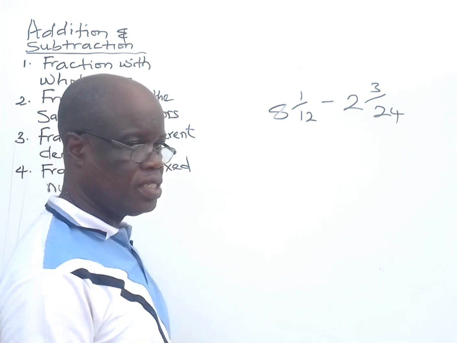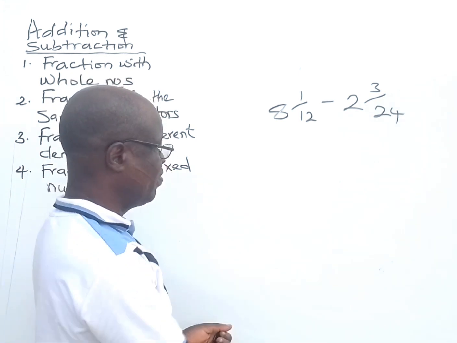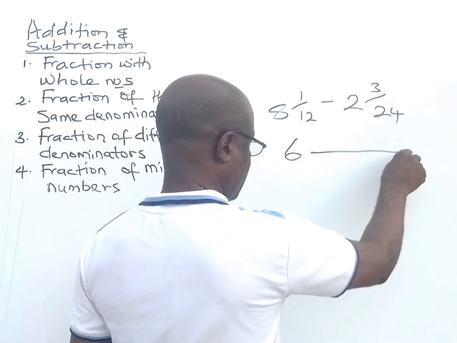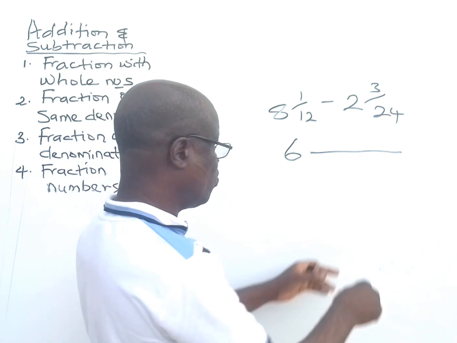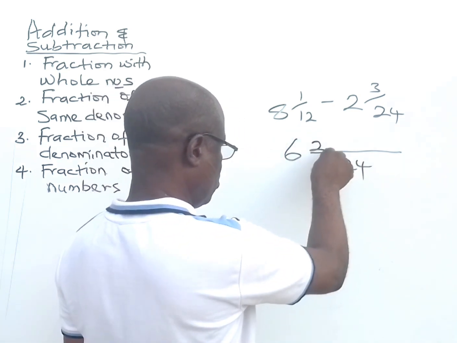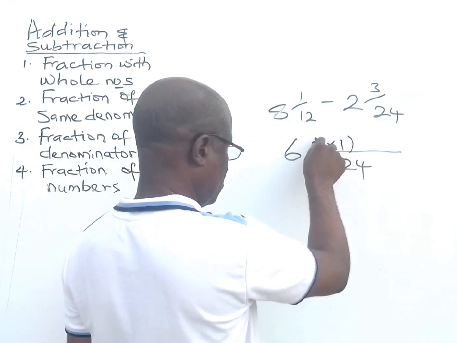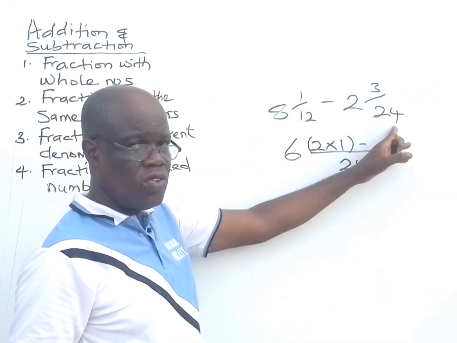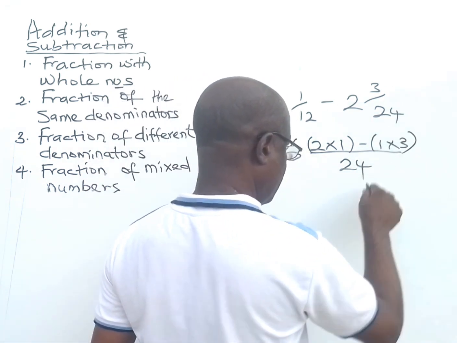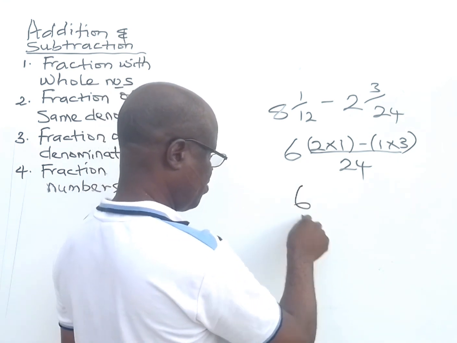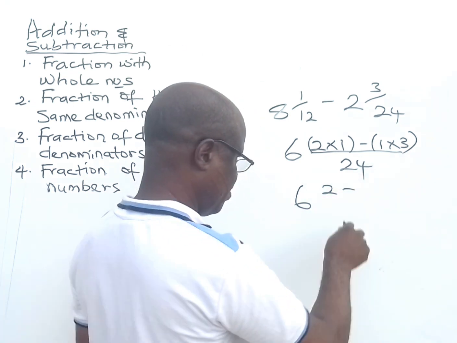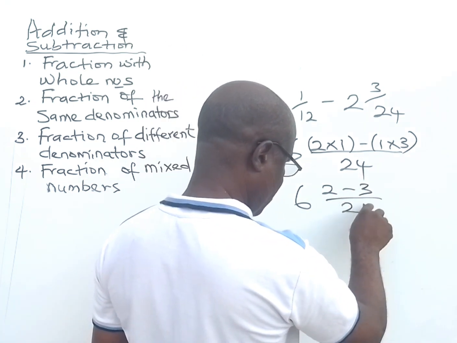Now what will you do in this case? Very simple. From 8 take away 2, that's 6, so you write your 6. Then the LCM of 12 and 24 is 24. How many times does 12 go in 24? You have 2, then 2 times 1, minus. How many times does 24 go in 24? 1, times 3. So this is 6, and 2 minus 3 over 24.